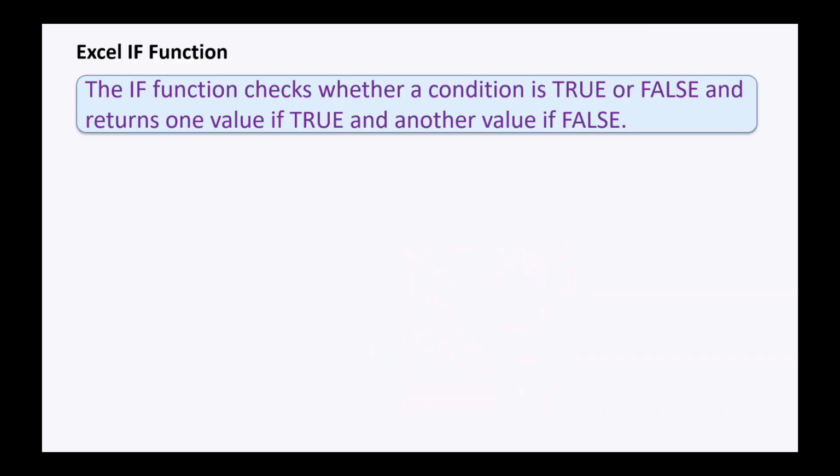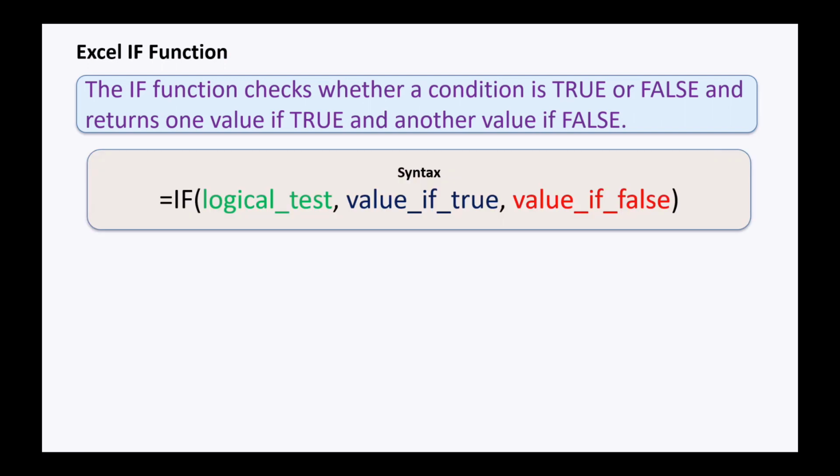So let's get started. The IF function checks whether a condition is true or false and returns one value if the condition is true and another value if the condition is false. So let's understand the syntax. There are three segments in the syntax. First one is the logical test, second one is the value if true, and third one is the value if false.